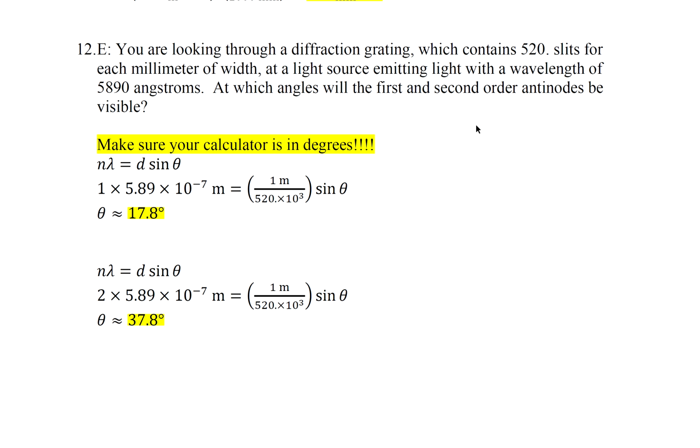Question 12. You are looking through a diffraction grating which contains 520 slits for each millimeter of width at a light source emitting light with a wavelength of 5890 angstroms. At which angles will the first and second order antinodes be visible? So make sure your calculator is in degrees. So we have n equals 1 and n equals 2. They gave us the wavelength, lambda. They also gave us D, 520 slits per millimeter. Let's just solve for theta.